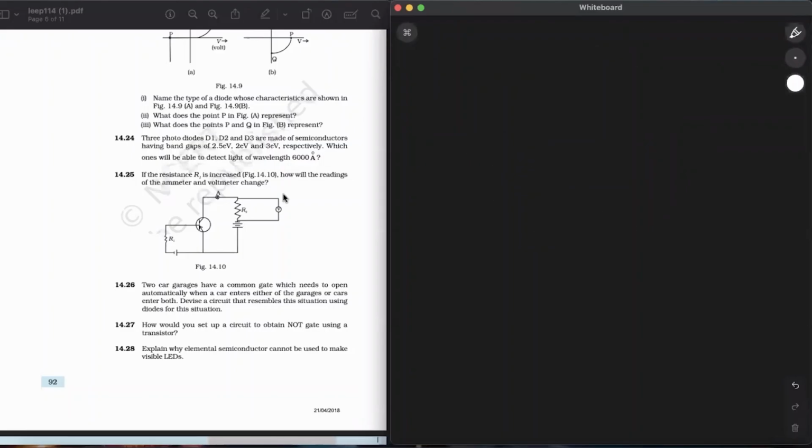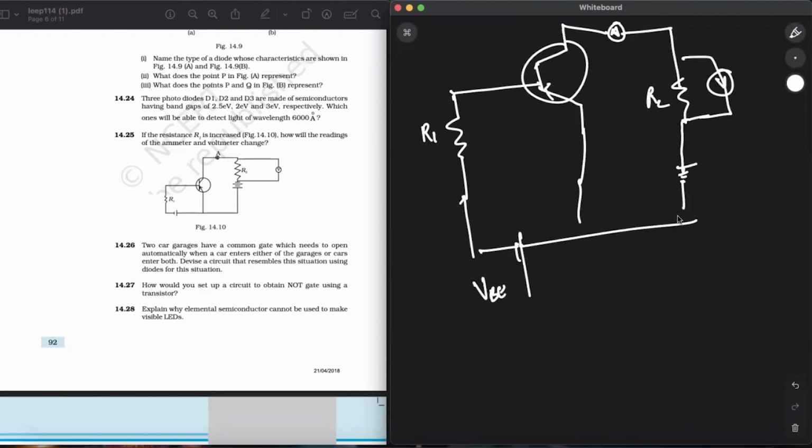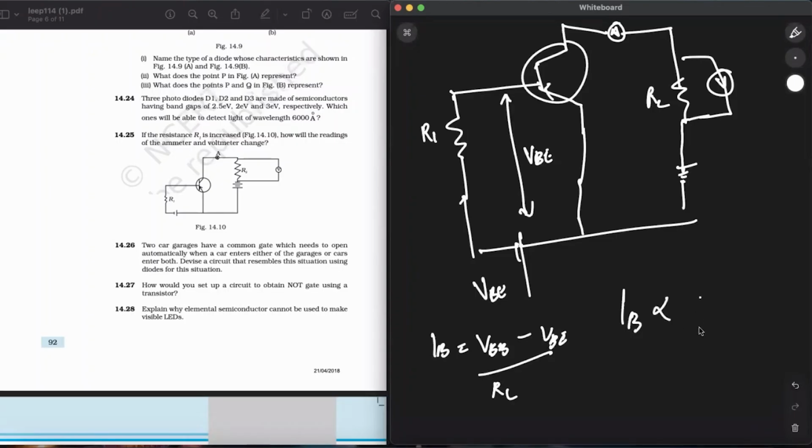Moving on to question number 25. If the resistance RL is increased, how will the readings of the ammeter and the voltmeter change? So let us see. First of all, the base current IB will be equal to VBB minus VBE, the potential difference in this part, divided by RL. So IB is inversely proportional to RL. So as RL is increased, IB is decreased.